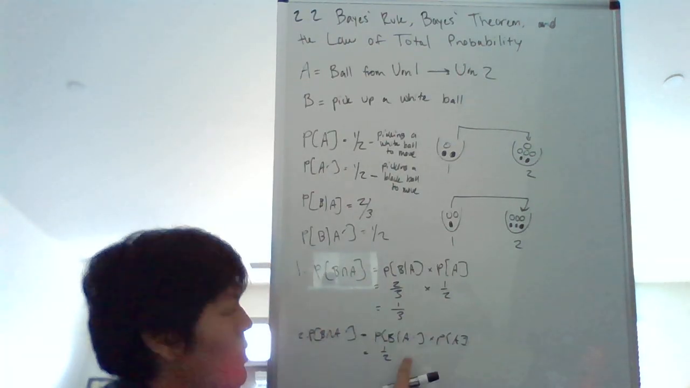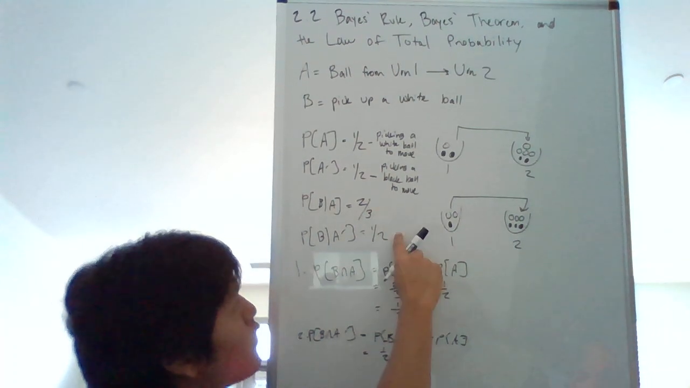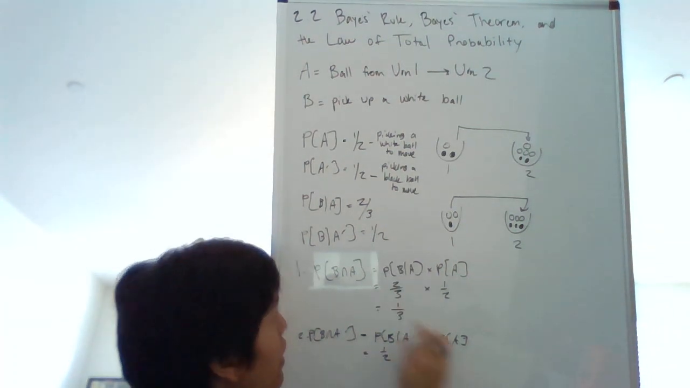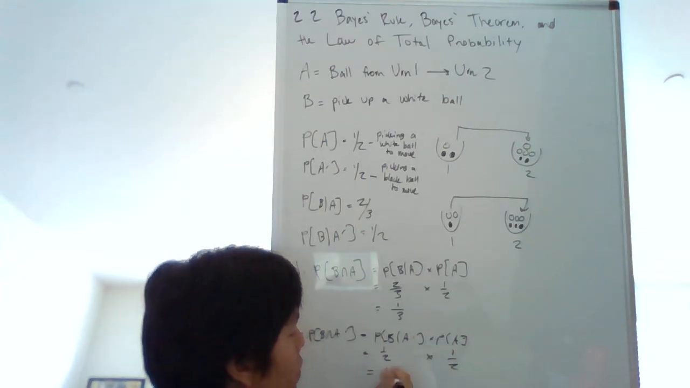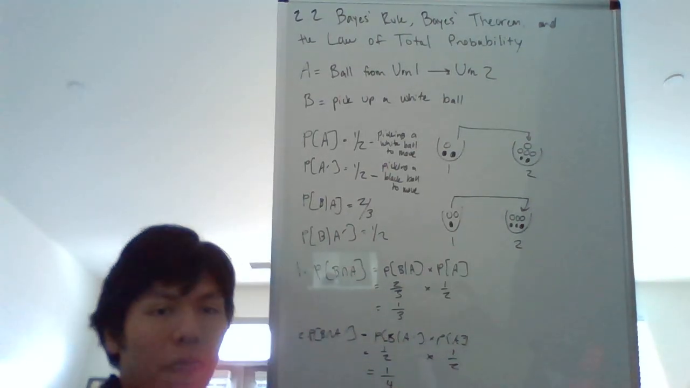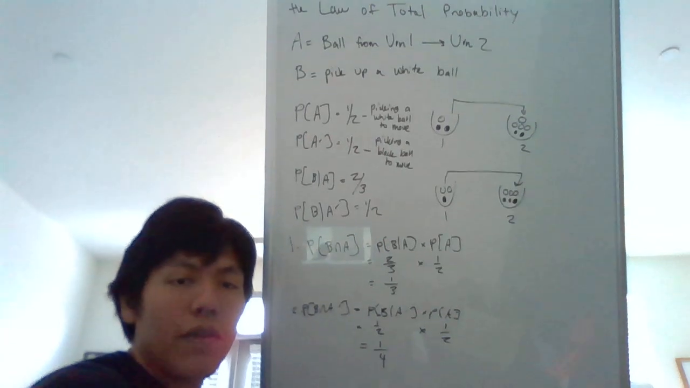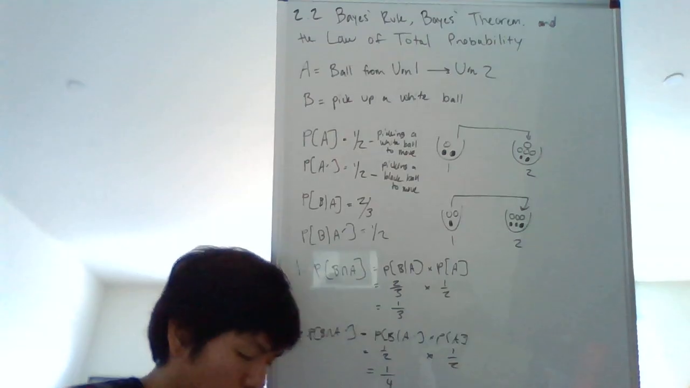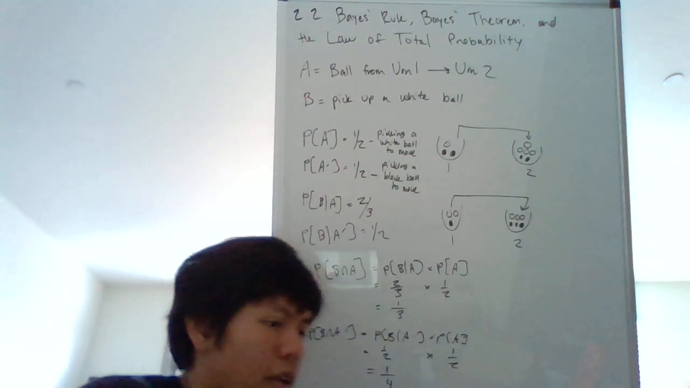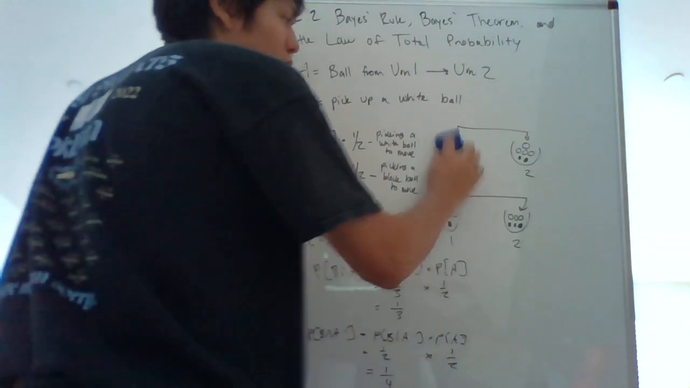For the other one, the probability of B given A complement is 1/2 times the probability of A complement, which is 1/2. So this one is 1/4. Hope you can see that. I'm going to erase this right here.